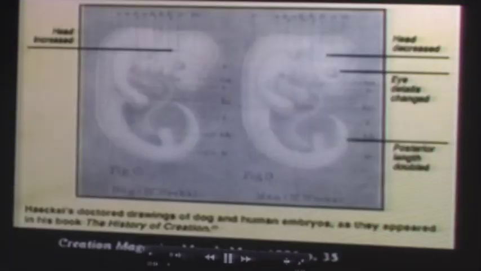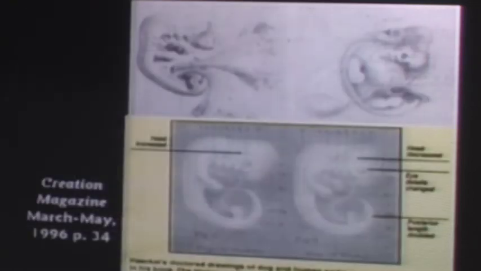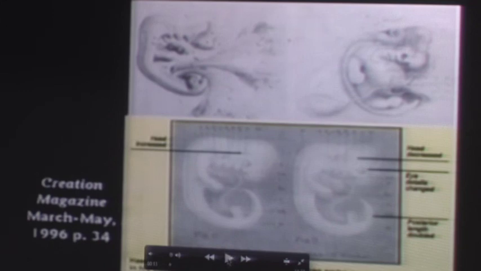His fake drawings looked almost identical. On top are the real drawings, underneath are Haeckel's fake drawings. He lied, folks, intentionally. See the real? See the fake? Looks like the same drawing down there, doesn't it? They don't look anything alike up here. But when you have a belief system, the facts don't matter.